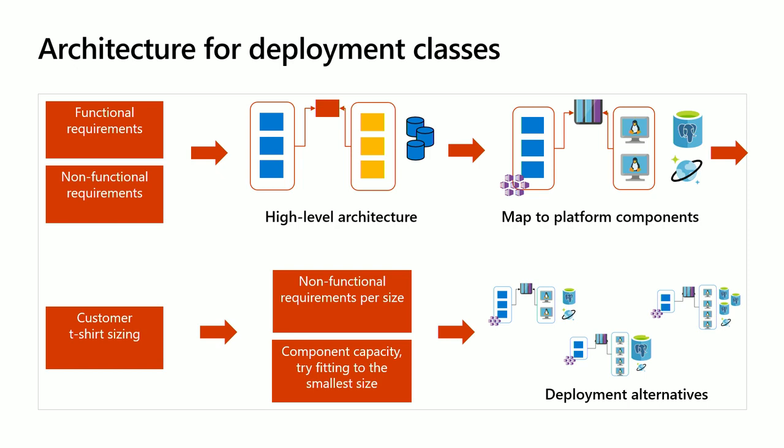So you start with the typical situation, right? You start with functional and non-functional requirements. You come up with, hey, this is how my boxes are going to look, so the high-level architecture. Next, you'll map it to the platform components with alternatives. So here's my storage. I can use one of those 5 storage options, storage services coming from the Azure platform, right? Once I map it with the alternatives, then I will go back to the customer t-shirt sizing.